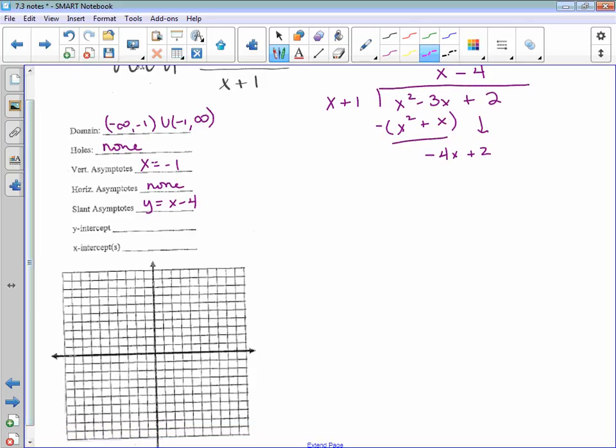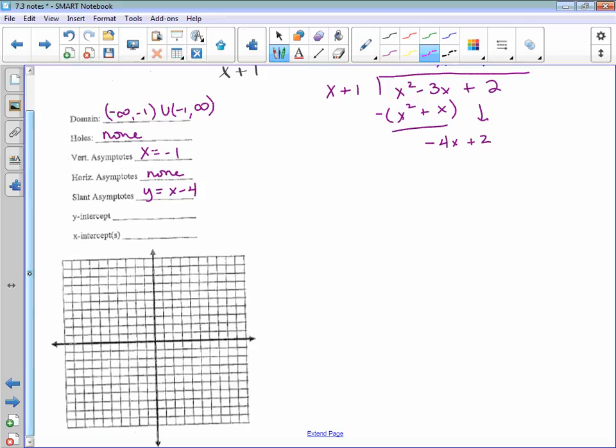So let me put in my asymptotes here. So I've got a vertical one at negative 1. And then how do I graph the line y equals x minus 4? Start at negative 4. And then it's like up 1 over 1, right? Okay. So our slant asymptote is really that bad?